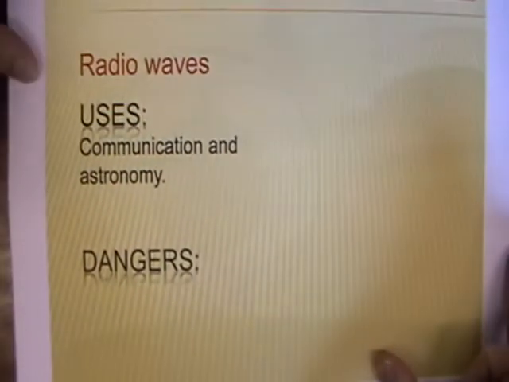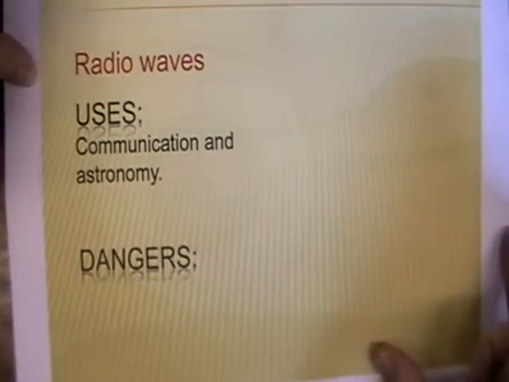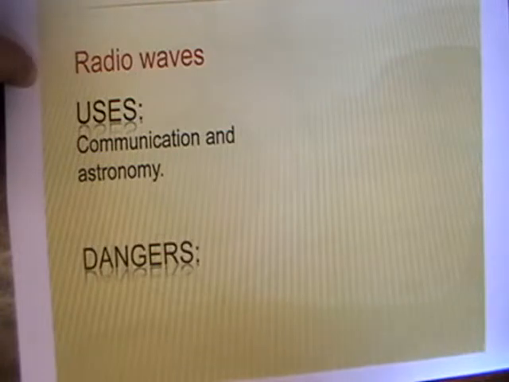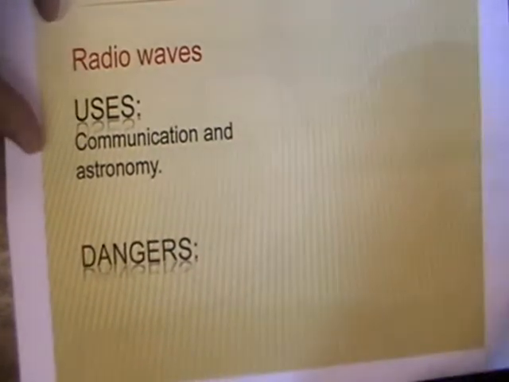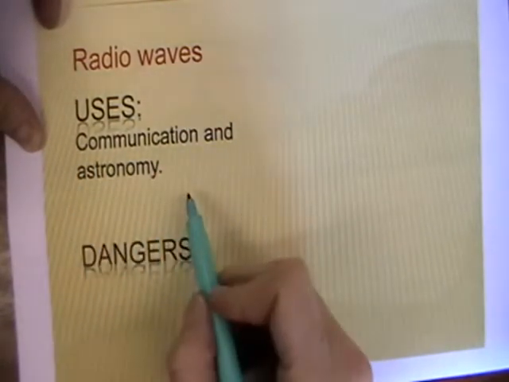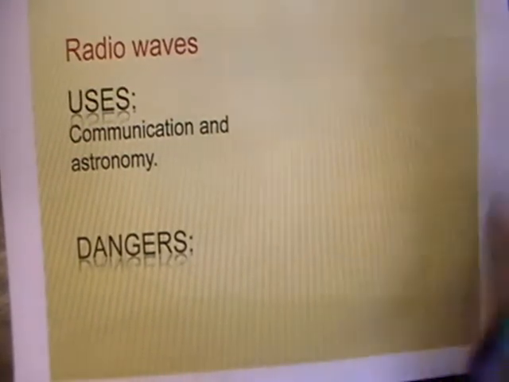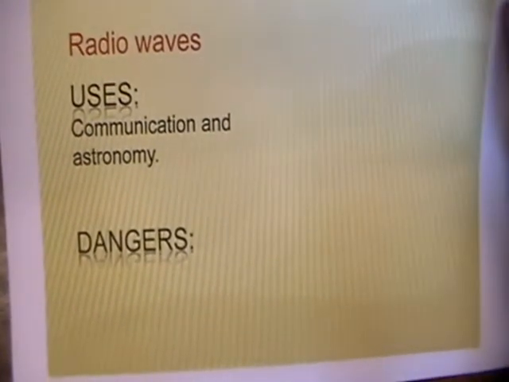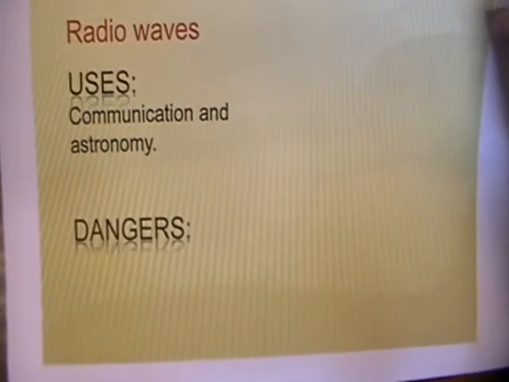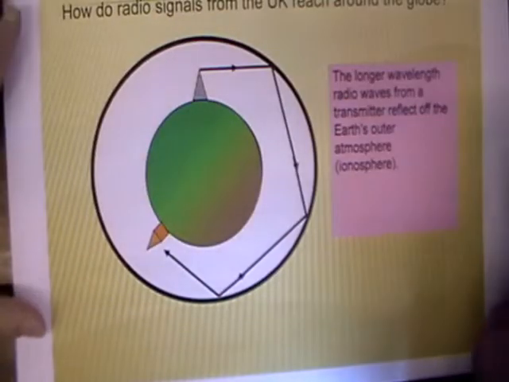Radio waves are probably the most common. They've got the longest wavelength. They've been around a long, long time, and people have known about them a long time. They're used for communication and astronomy. Communication obviously being for our radio signal, and our TV signals are long radio waves as well. There are no real known dangers because they have very low energies, very long wavelengths. They're not penetrating and they don't really cause us any harm.